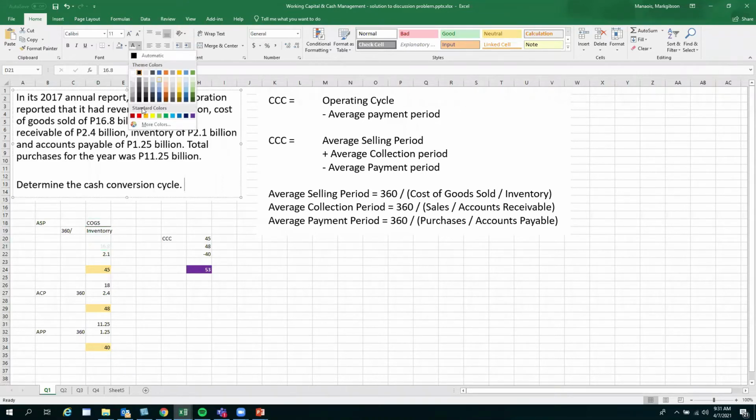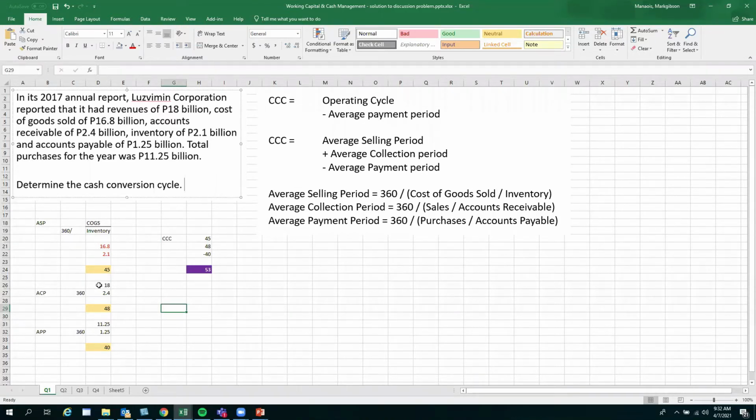So yan, highlight ko lang pag binabasa natin yung given. Next, inventory. How much is the inventory? It's 2.1 billion. So, kunin ko yung formula. It's 360 over your COGS and inventory. So, that's 45 days. Okay. Next is average collection period. So, it's 360 over what? Your sales and accounts receivable.